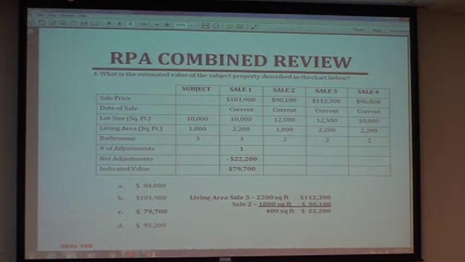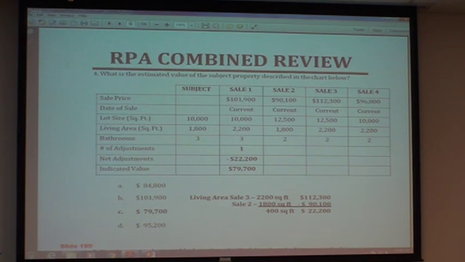So how about the living area? Which two are the same except for the living area? Is 1 and 2 the same? No, we got multiple differences. Is 1 and 3 the same? No, we got the same living area. 1 and 4, same living area. How about 2 and 3? Yeah. What's the difference in 2 and 3 for the living area? The difference is between 1,800 and 2,200 square foot living area. It should be what? $22,200. 2 versus 3 is 22,200.